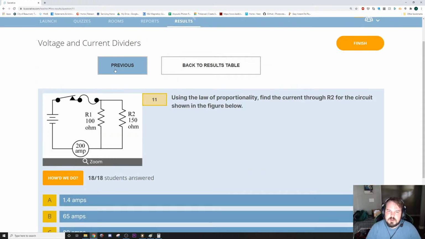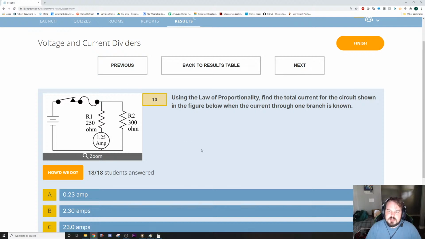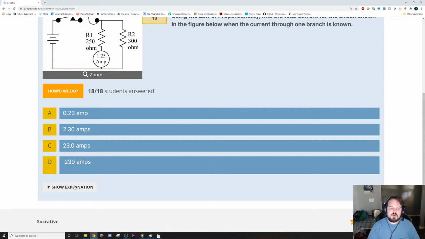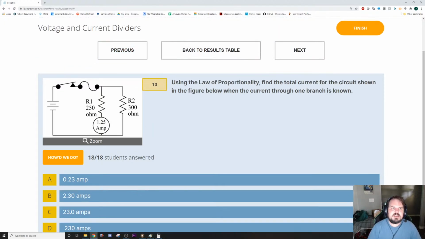Okay, two more. Using the law of proportionality, find the total current for the circuit shown in the figure below when the current through the branch is known. Law of proportionality takes you right there. You have a book, you can just look it up. I will not show you the work using the law of proportionality because I didn't save it.